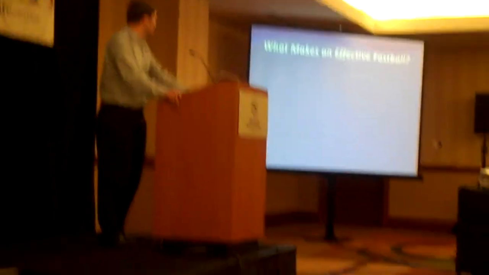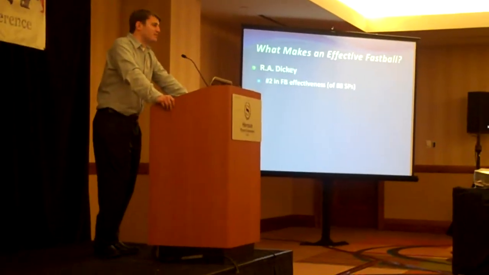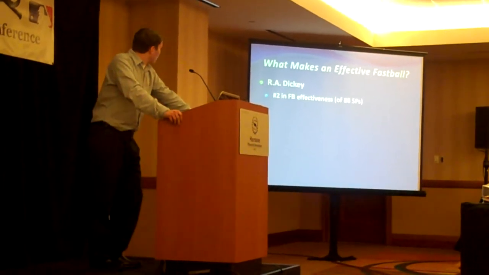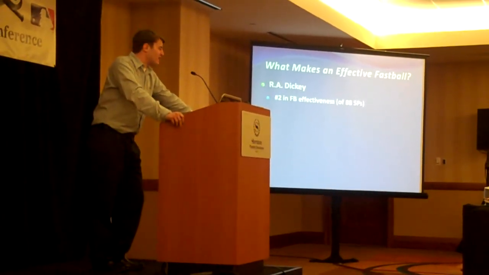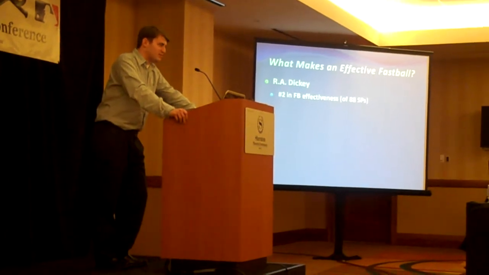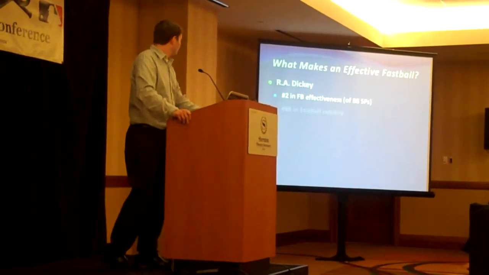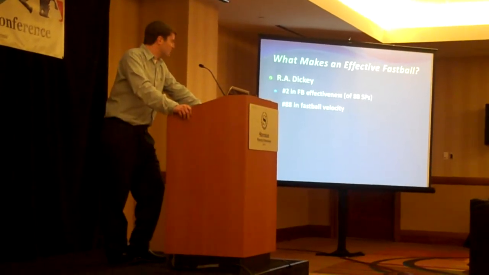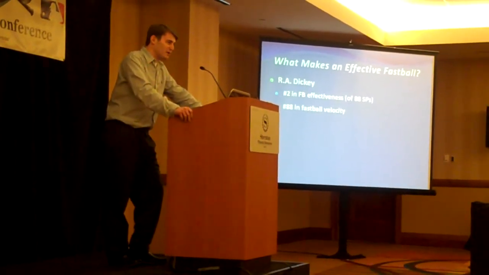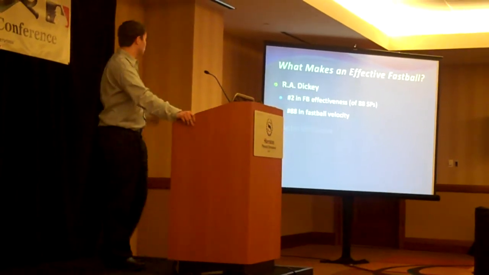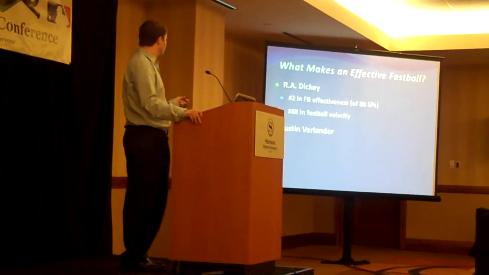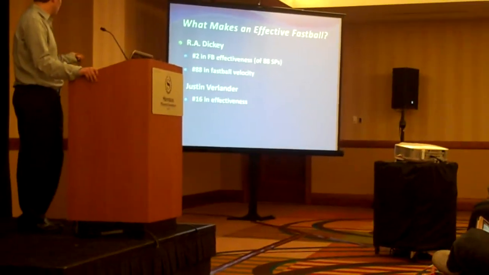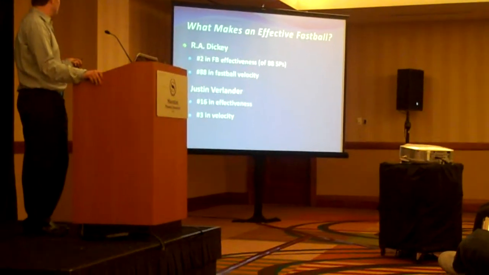So now let's move this to baseball and talk about what makes an effective fastball. Last year, according to Fangraphs, R.A. Dickey was number 2 out of 88 qualifying starting pitchers in fastball effectiveness. Pretty interesting, because he throws pretty slow: 83 miles an hour, slowest of all 88 starting pitchers. He was number 2 in effectiveness. Contrast that with someone like Justin Verlander. He was 16th in effectiveness, pretty good. Obviously he throws very fast, number 3 in velocity.